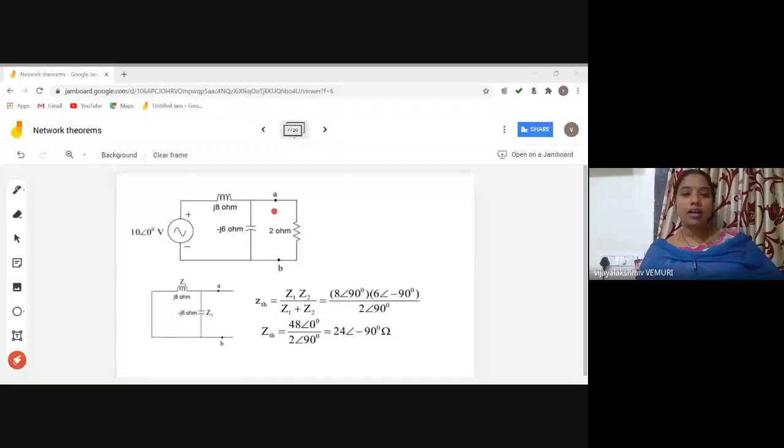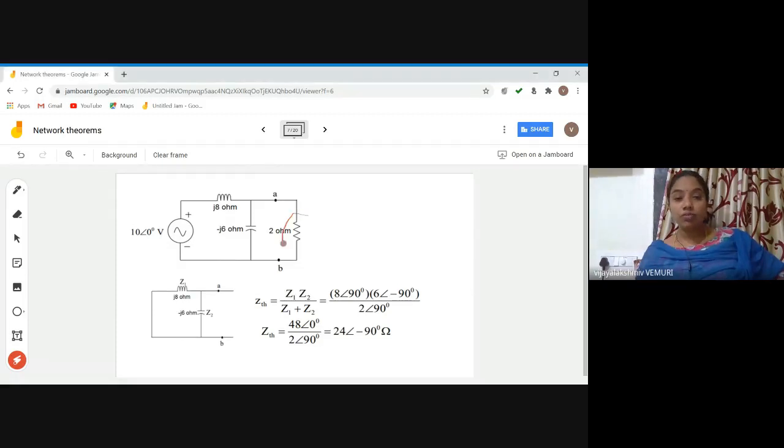Now, what is the question asked? You are asked to find the Thevenin equivalent impedance between these two terminals and reduce the complete circuit to a Thevenin equivalent circuit first, and then find what is the maximum power transferred to which resistor? The 2 ohms resistor. Why only the 2 ohms resistor? Because that is the resistor which is connected between these two terminals.